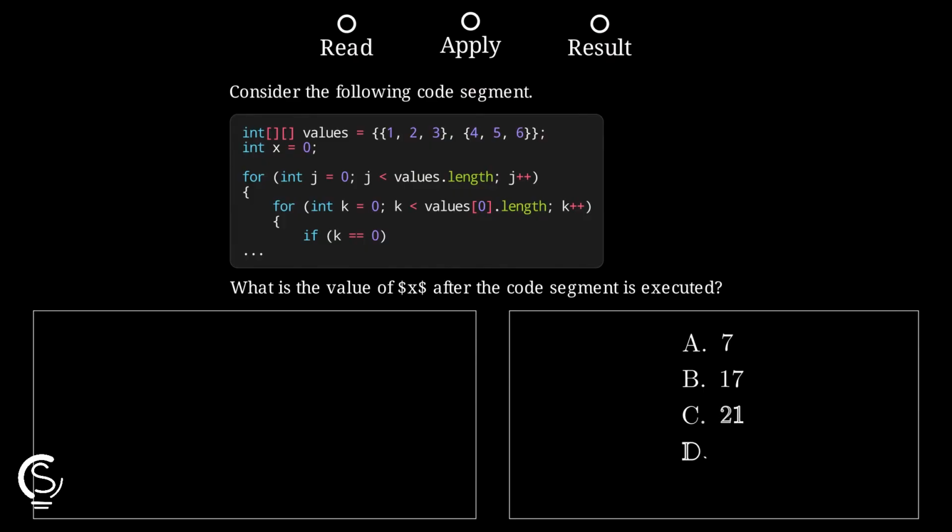First, we look at our nested loops, which visit every single element in the array. The outer loop handles the rows, while the inner loop iterates through every column for us.